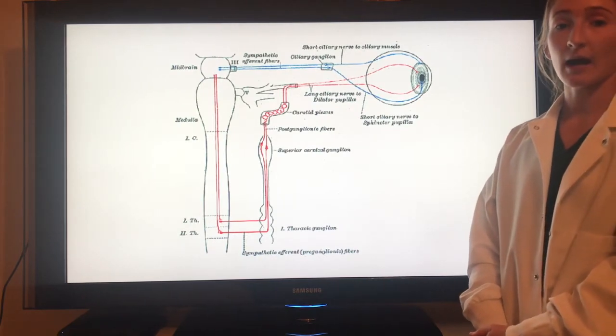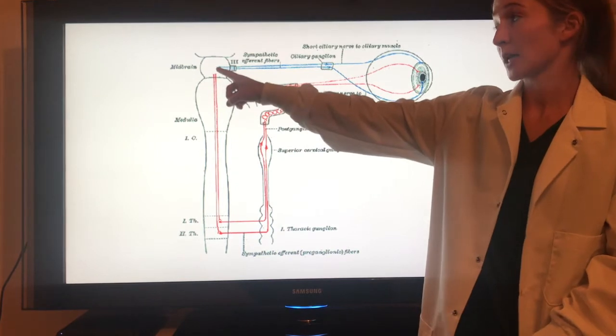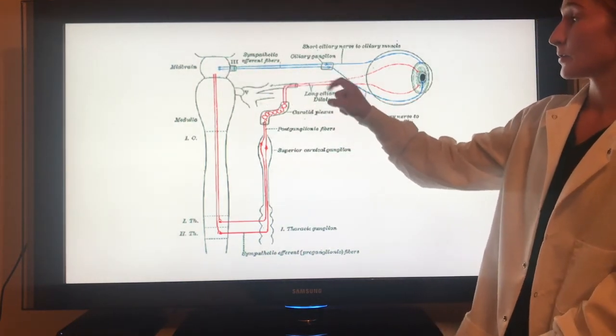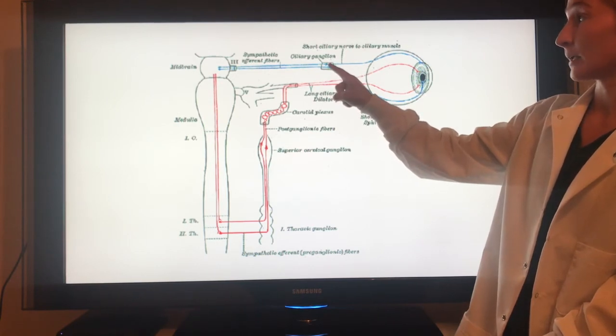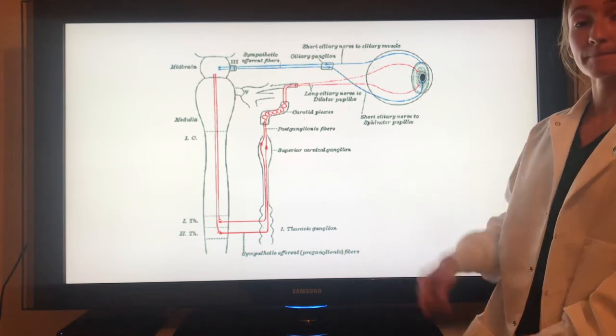Parasympathetic innervation of the eye causes pupillary constriction. Presynaptic parasympathetic fibers originate in the midbrain and follow cranial nerve 3 to the ciliary ganglion. Postsynaptic parasympathetic fibers are conveyed by the ciliary nerve to the ciliary muscle and the sphincter pupillae.